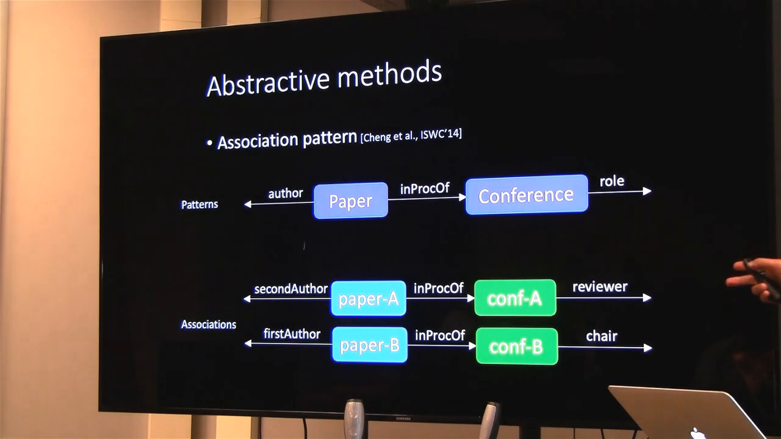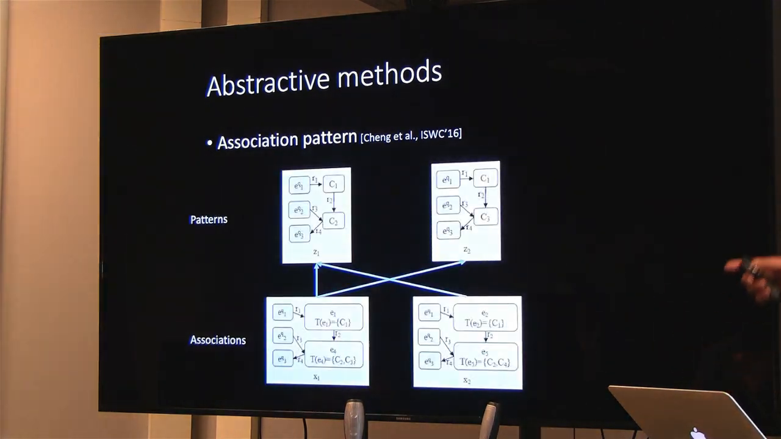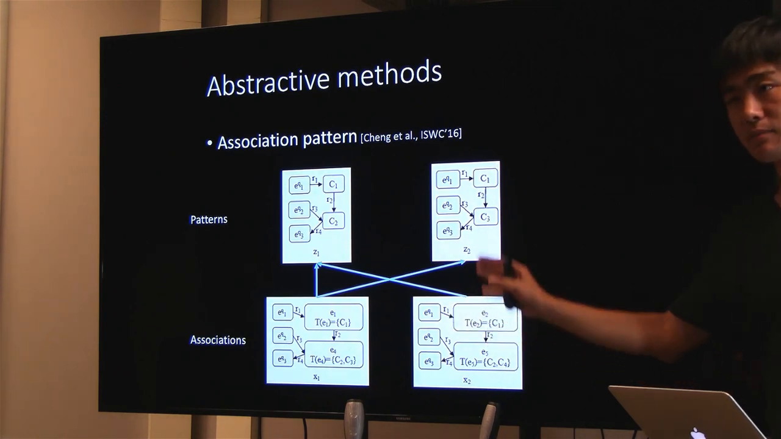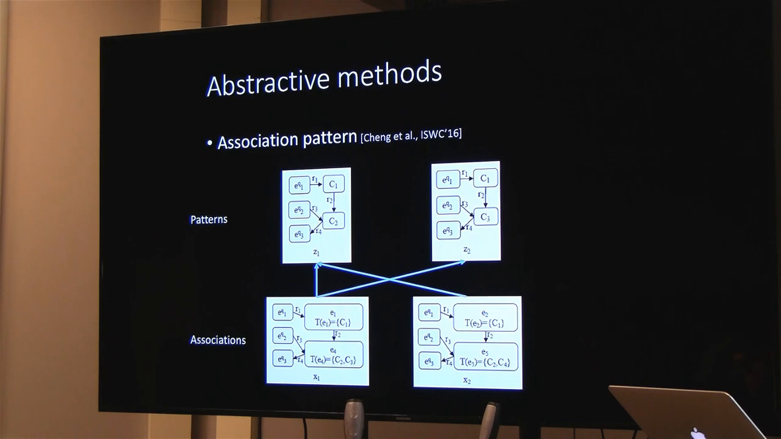Okay. That's for the associations between two entities. So given multiple entities, the idea is similar. But now it's not a path pattern, but a graph pattern. Yeah. So how do we evaluate this kind of work? Good question.